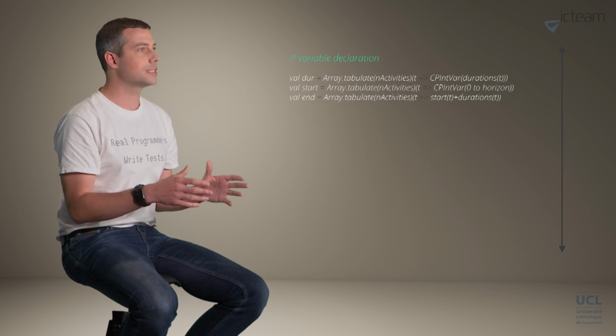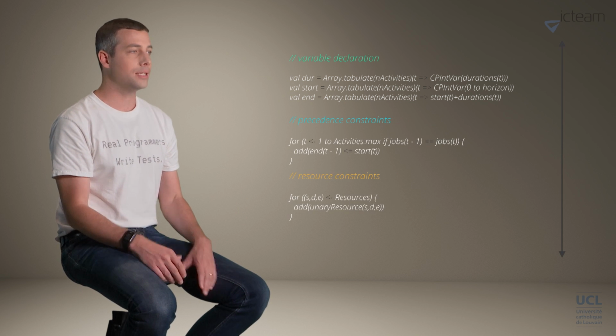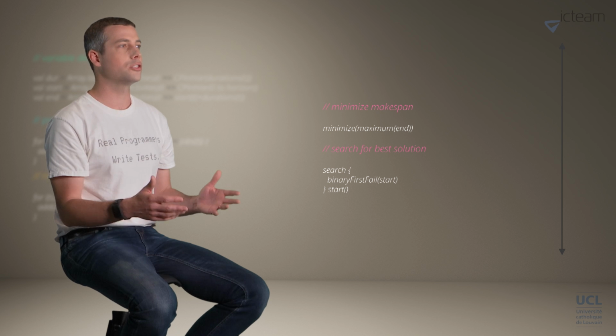With constraint programming, you can describe it at a high level. You just have to introduce some variables to represent the start time of the activities, some precedence constraints, and the resource constraints. And that's it. The solver will find a solution for you.